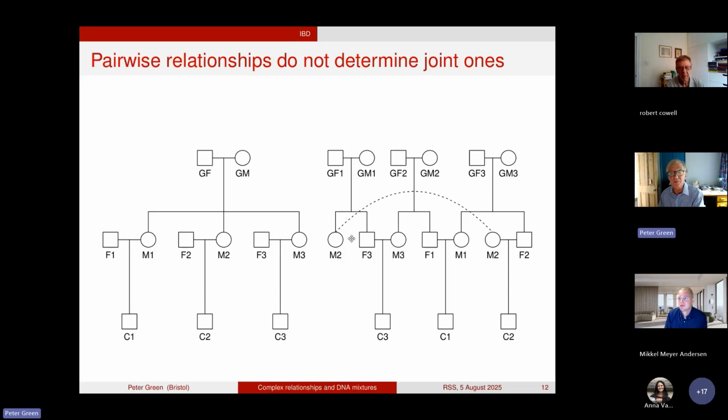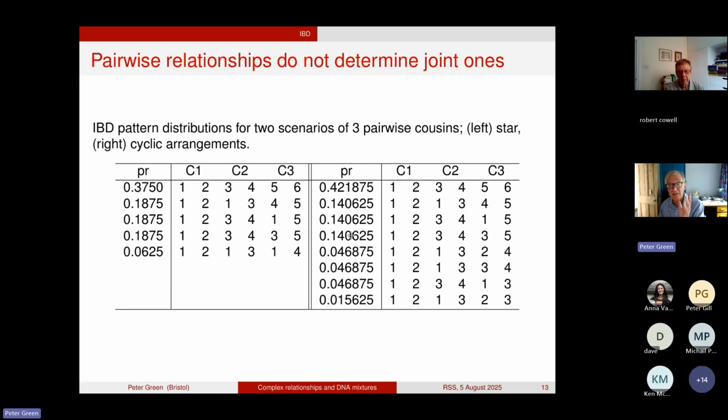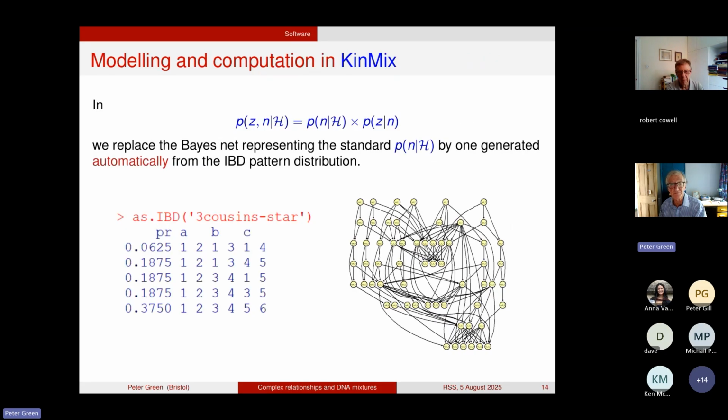So what we can do, it's important, if you study the IBD pattern completely, you can see that these are really different, and that's important. Now, what we do in my modification called KinMix of the DNA mixtures software is to automate the process by which the Bayesian network that Robert described is modified automatically through reading this table. And here's a particular illustration of the Bayes net, which you never need to look at, of course, the Bayes net that's generated from that pattern.